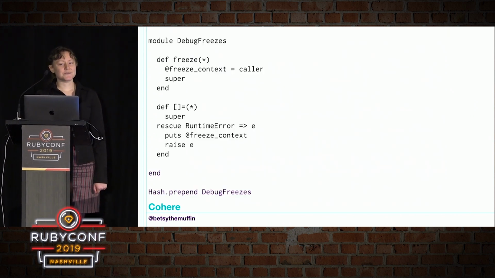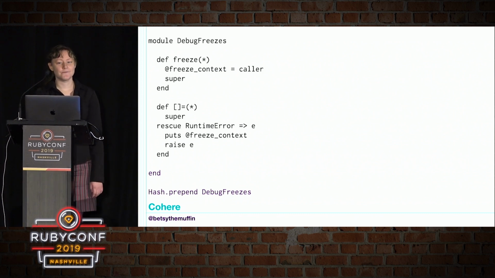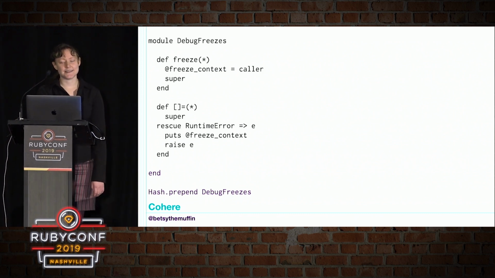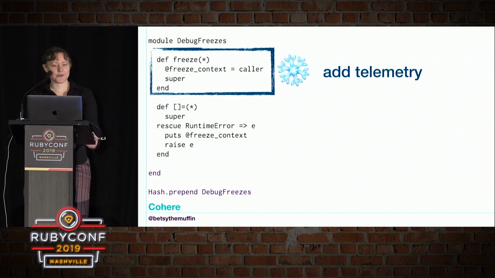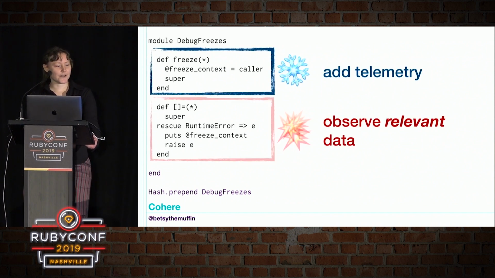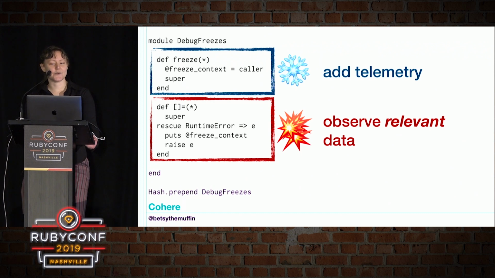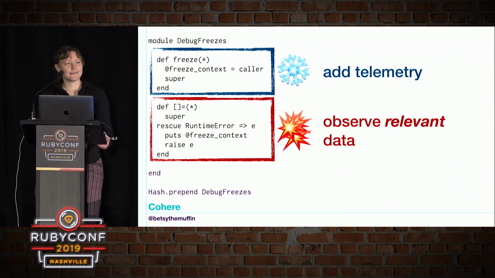We were able to use some simple, light metaprogramming, just the contents of this page, to insert this debug code and identify where the hash was freezing. We followed a pretty simple process. It fits on a slide. We added some telemetry, and then later on, we looked at the relevant data that the telemetry had surfaced. This would honestly be a very boring story if it weren't for the fact that it involved metaprogramming and the fact that it turned a 2-week bug into a 2-hour one.